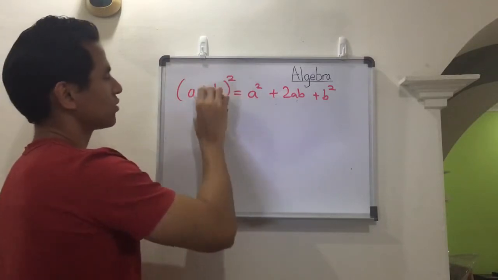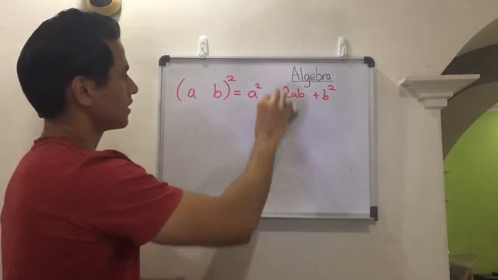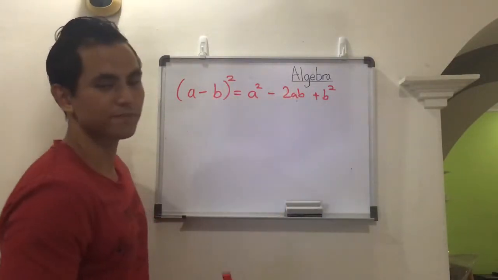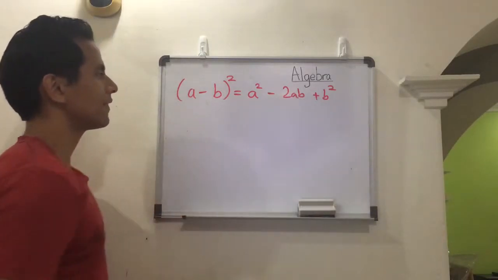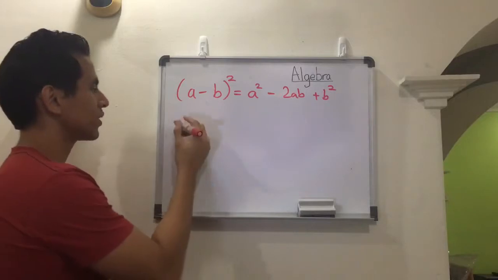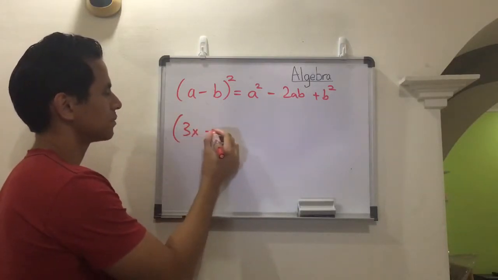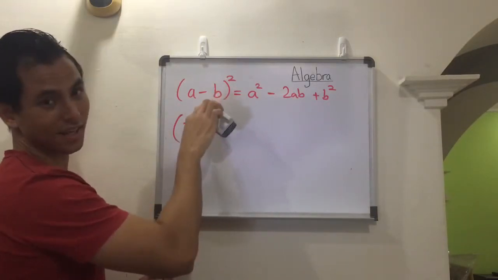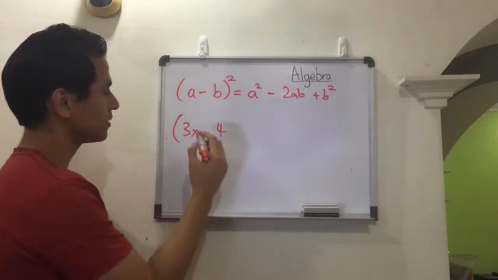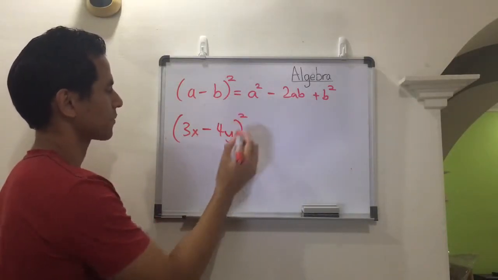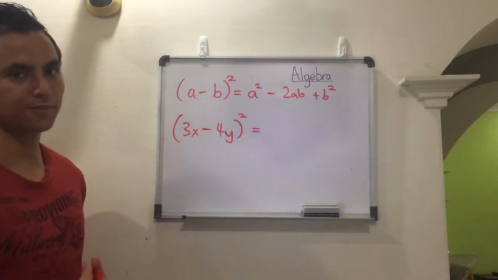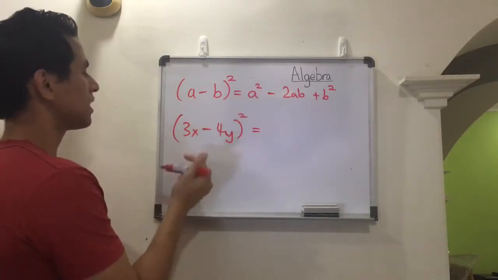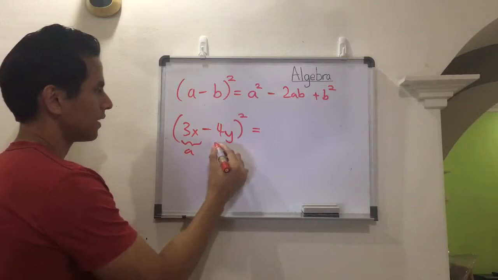Now I don't want this identity, I want to use the minus identity, right? So I'm going to say (a minus b) squared is equal to a squared minus 2ab plus b squared. Okay, and now what do we do? Let's say the question was 3x plus 4, sorry, it should be a minus, right? Because we want to use this negative sign. So it's going to be (3x minus 4y) squared equals to, again, use the identity straight away. So we know now that this is our a and this is our b.